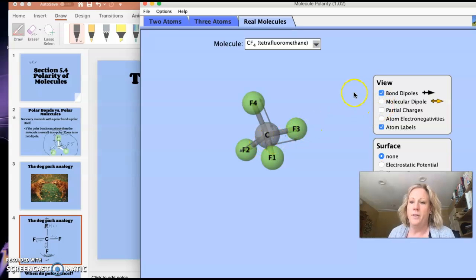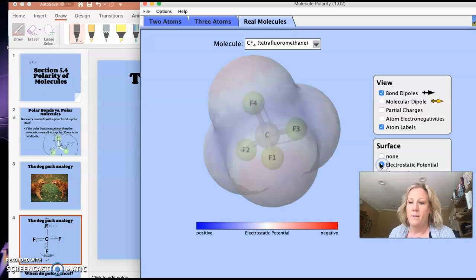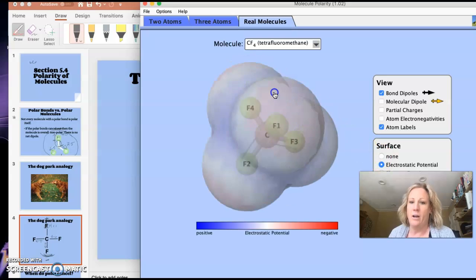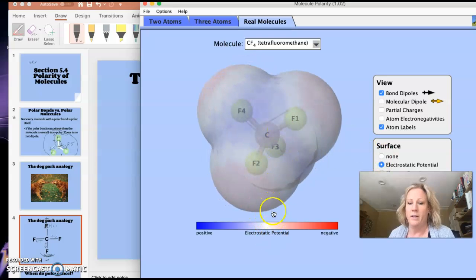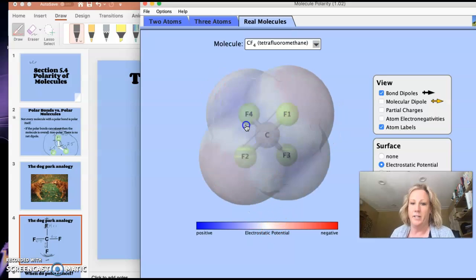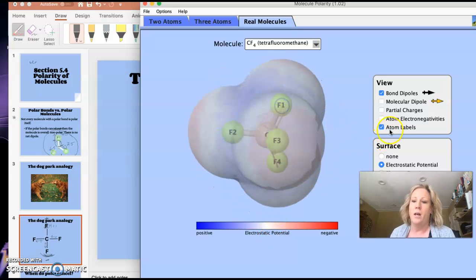Another thing: if I push on this electrostatic potential, this is just grayed out, which means it's not positive or negative. It doesn't have poles. I can also add this, and I don't see a yellow arrow appear. But this will make more sense if I show you another one.